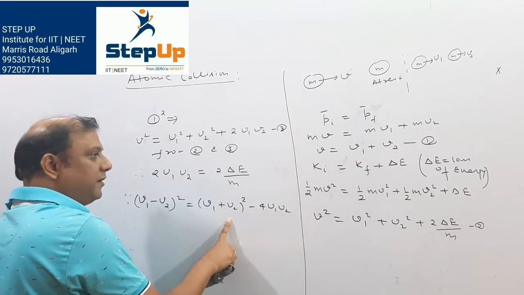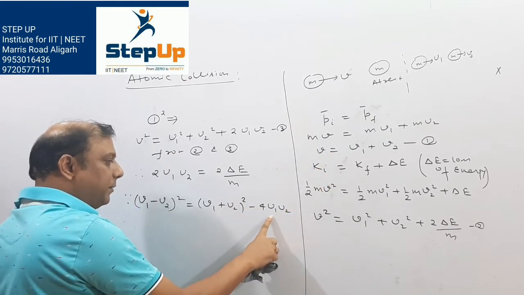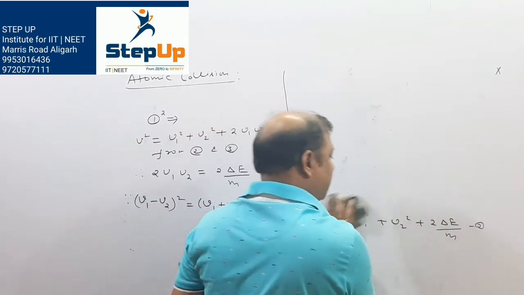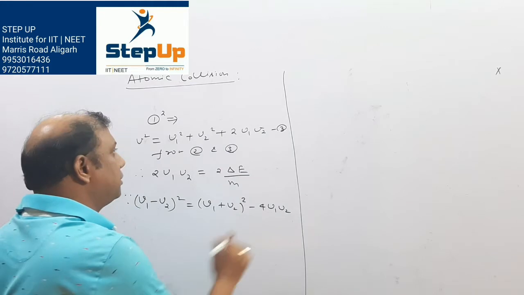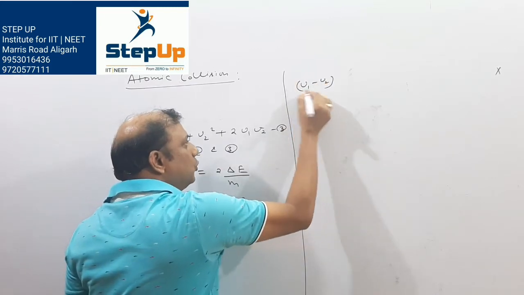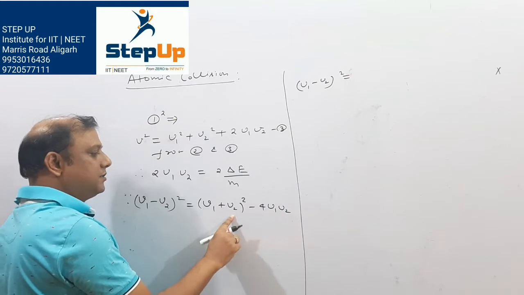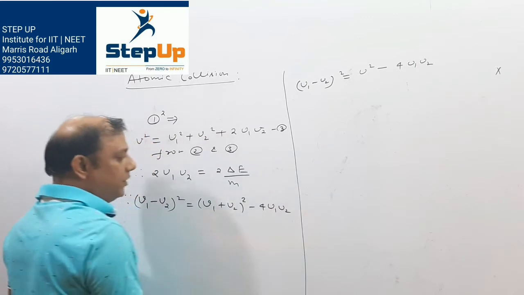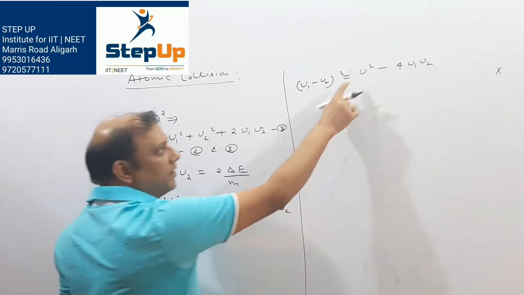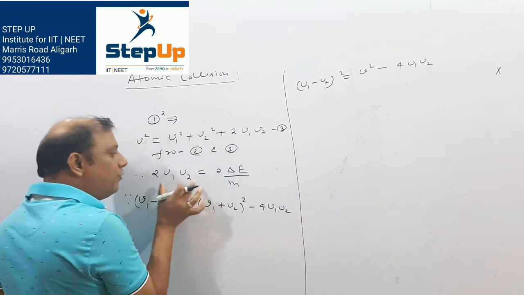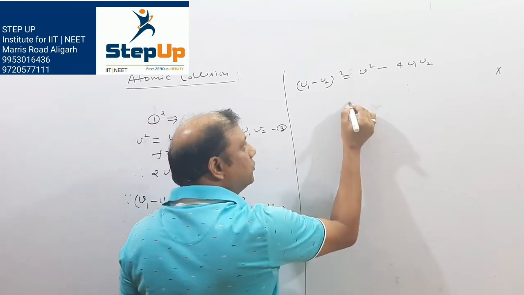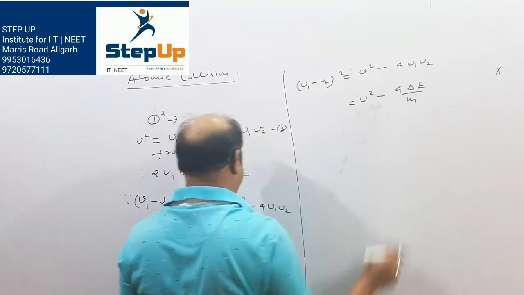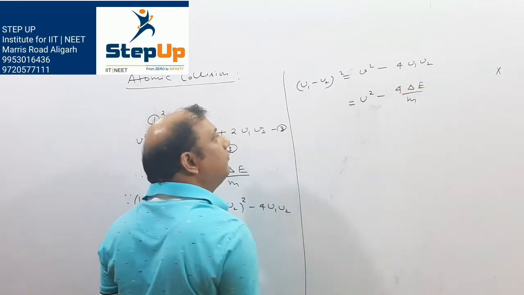So in the place of this we can write v, and in the place of v1 v2 we can put this value. So the result comes like this: (v1 minus v2) whole square is equal to v square minus 4 v1 v2. In the place of (v1 plus v2) I write this v square. Now 2 v1 v2 is 2 delta E by m. So you can say it is 4 delta E by m. Here it is 4 v1 v2.